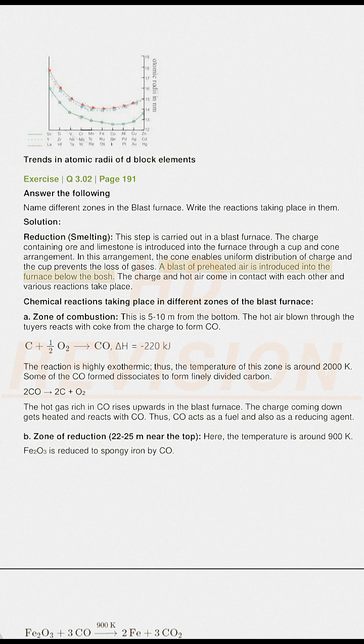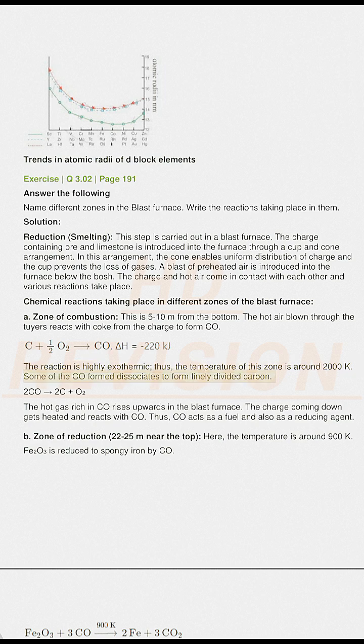A blast of preheated air is introduced into the furnace below the bosh. The charge and hot air come in contact with each other and various reactions take place. Chemical reactions taking place in different zones of the blast furnace. A. Zone of combustion. This is 5 to 10 m from the bottom. The hot air blown through the tuyeres reacts with coke from the charge to form CO. The reaction is highly exothermic. Thus, the temperature of this zone is around 2000 K.